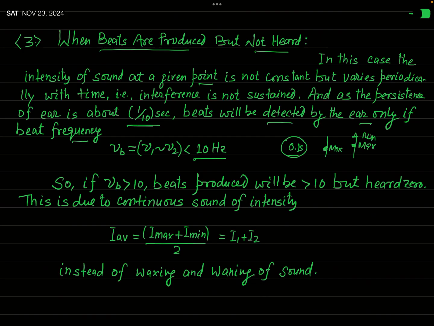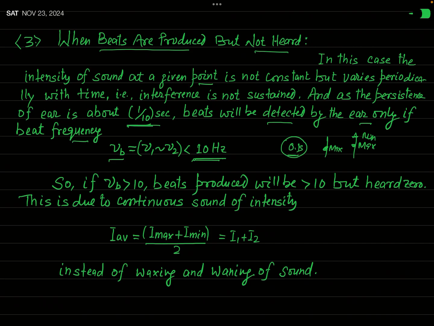The ear is a detector here. So the persistence of hearing of the detector decides whether the beats will be observed or not. Beats will be produced, but whether the detector is able to detect them depends on the persistence of hearing. For the human ear, since the persistence of hearing is 1/10 second, if one beat is produced in 1/10 second, then it will distinguish it. But if more than one beat is produced in 1/10 second, then it will not detect it. That's why we simply say that if beat frequency is less than 10 Hz, then beats will be produced and also detected by our ear. It means we will hear the beats.